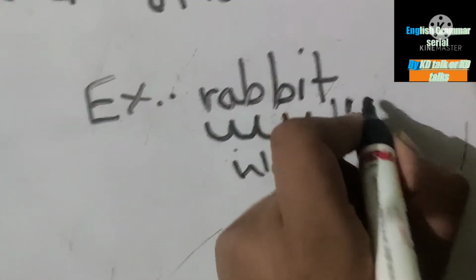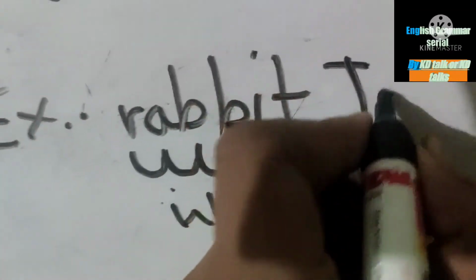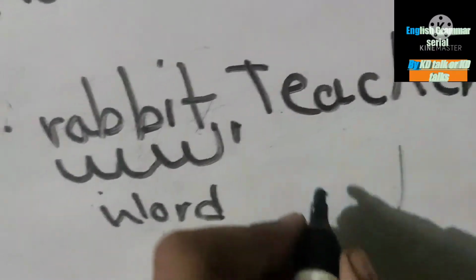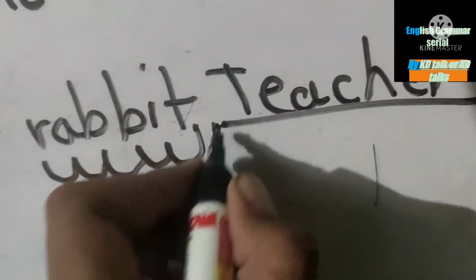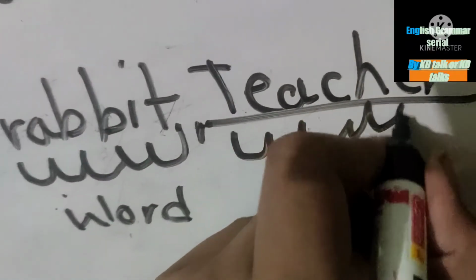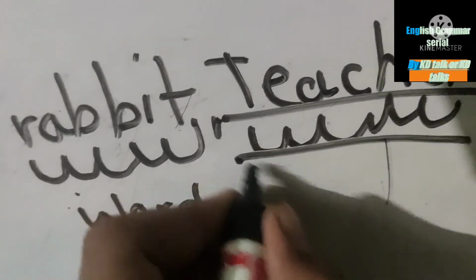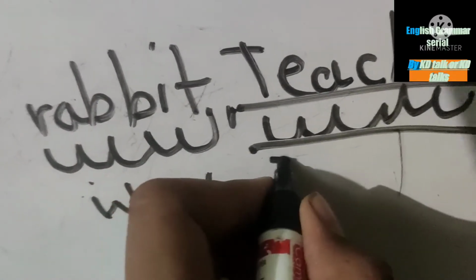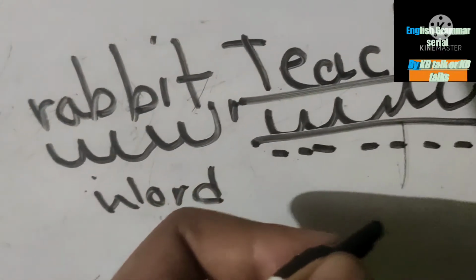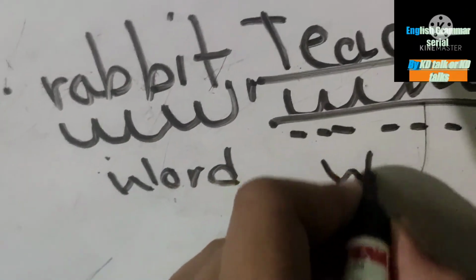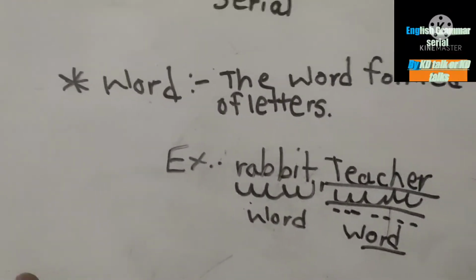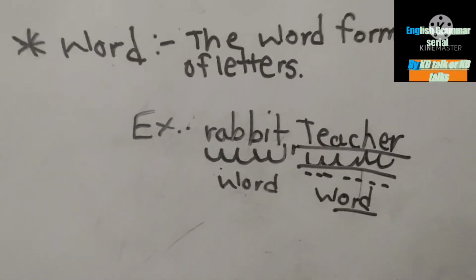I can also give you another example: teacher is one of the best examples. In this word, T is one letter, E is one letter, A, C, H, E, R. These are the letters, and when we join them together, we make one word, that is teacher. So we can say that words are formed by the joining of letters.